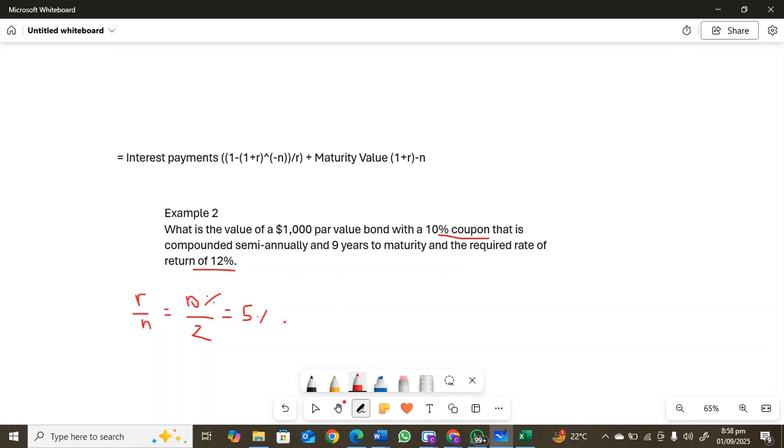Then the time, since it's 9 years, we need to multiply it by 2. So time, you're going to say t times n, so 9 times 2. N just represents the number of compoundings, colleagues. That's why I'm substituting with 2. Time t times 2, that is 18.